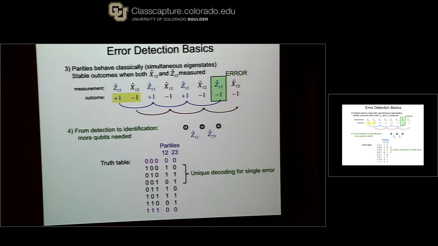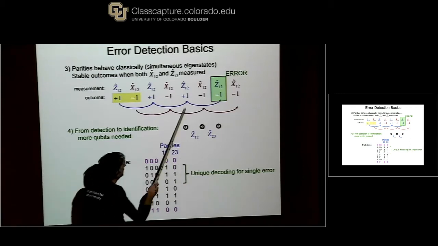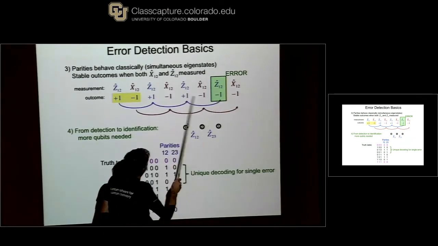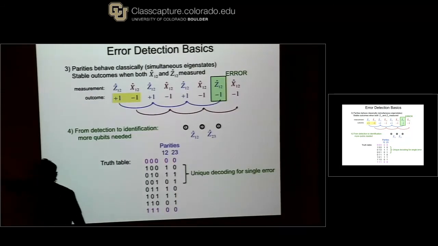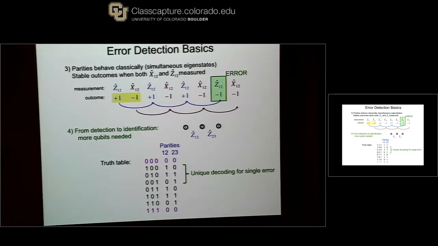And then, at some point here, I measure Z12, and it went from plus to minus. I say, there is a parity error. Okay? And I know there is an error. So I detected an error. That's really great. What's the problem? I don't know which qubit was an error. It's fundamentally hidden from you. Okay? So how do you deal with that?